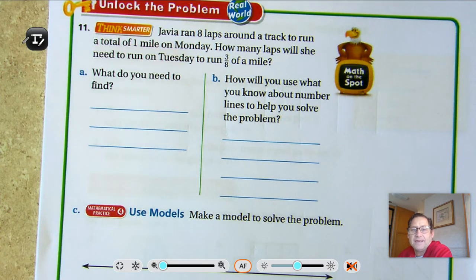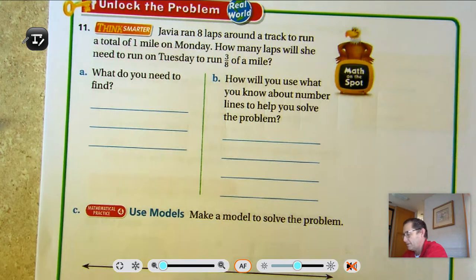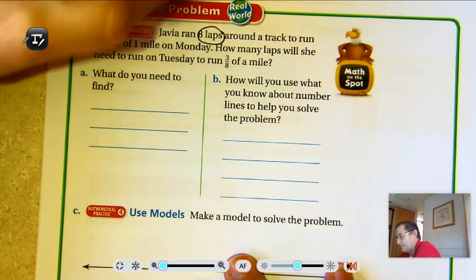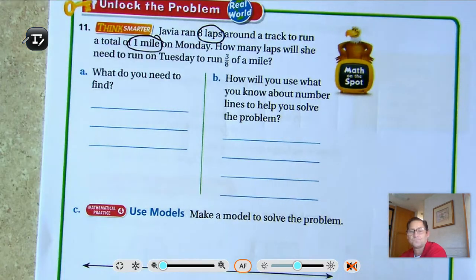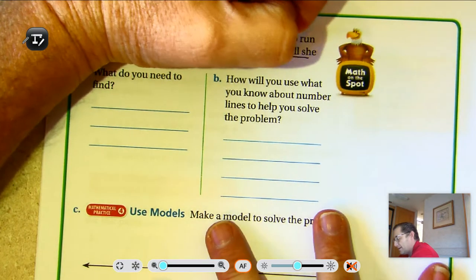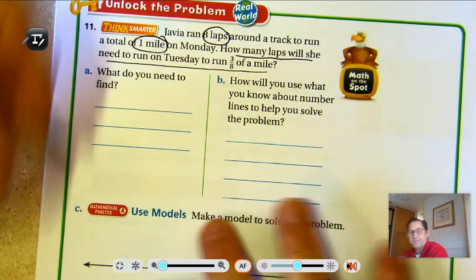Shavia ran 8 laps around a track to run a total of 1 mile on Monday. How many laps will she need to run on Tuesday to run 3/8 of a mile? What do we need to find out? All right, so 8 laps was a mile. How many laps will it be for 3/8 of a mile?